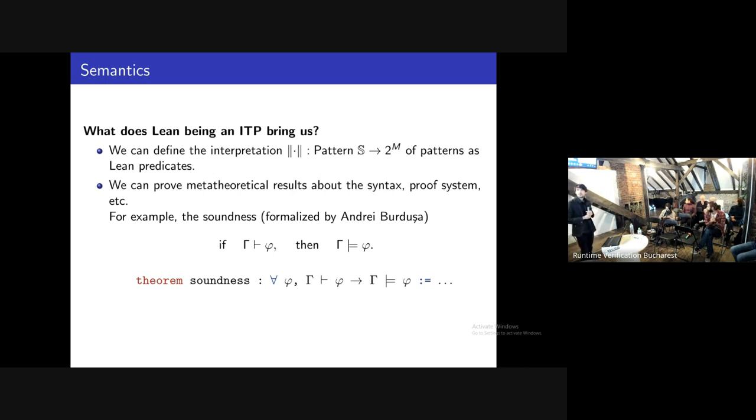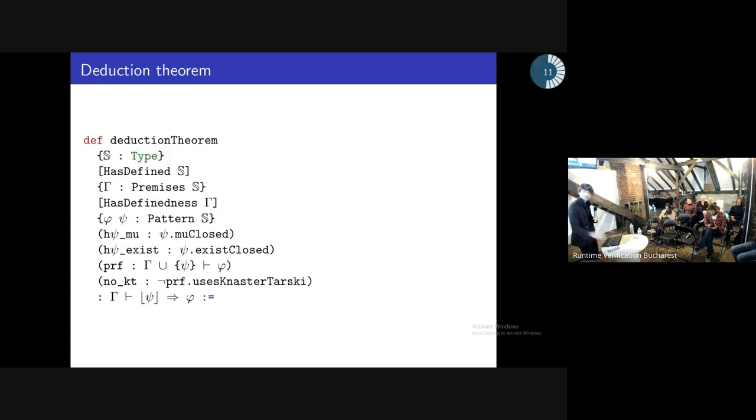So yes, for example, we have a formalized proof of the soundness theorem done by Andrei Burdusha, which is somewhat necessary here, given that we've changed the usual semantics. So someone might complain that the modified semantics and the lack of positivity is somewhat untrustworthy. So we have that kind of proof, and also meta-theoretical proof transformations, let's say like the deduction theorem, which are also useful when actually carrying out concrete proofs, right?